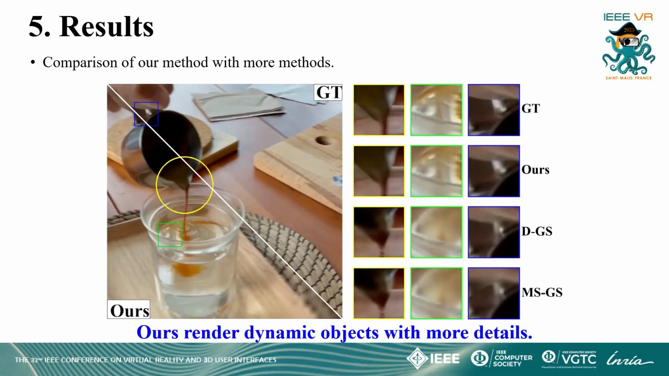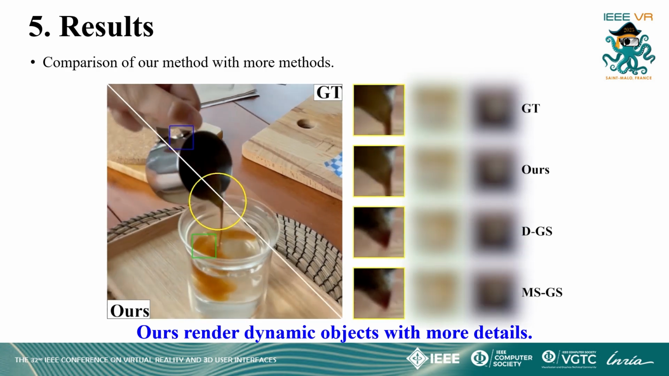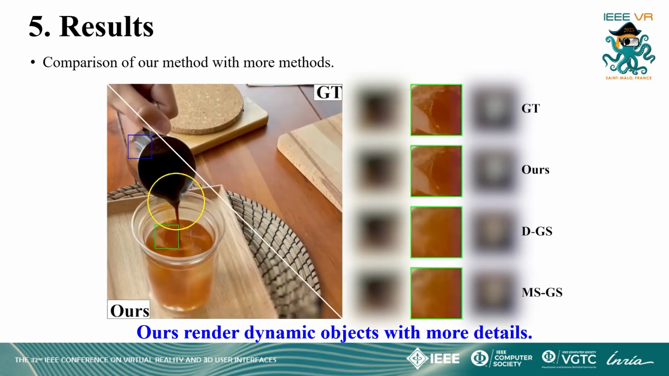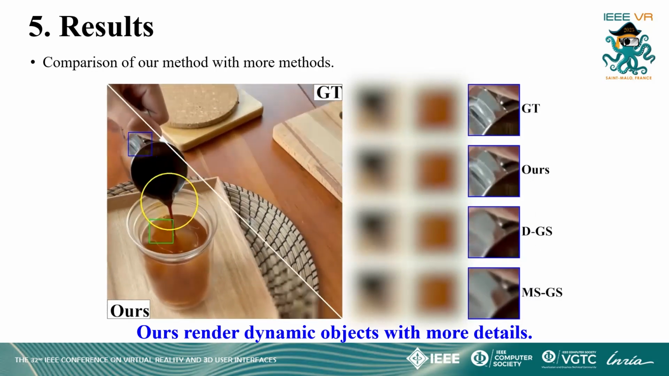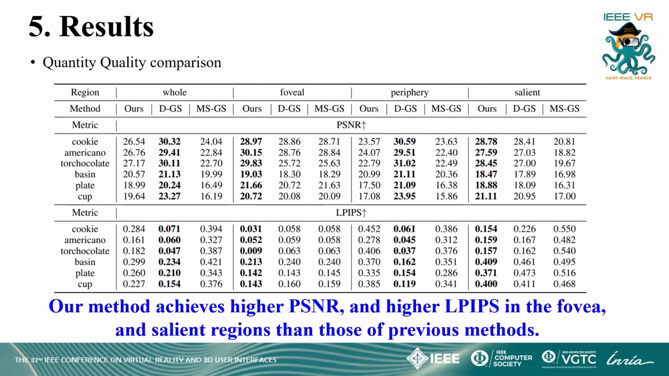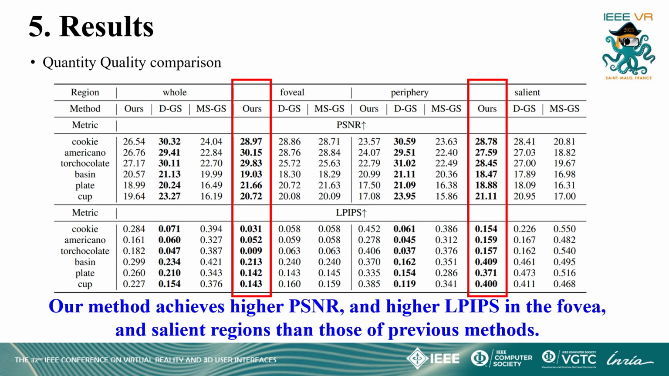In the Americano scene, our method also achieves higher rendering quality in the foveal and salient regions compared to the DGS and MSGS. Our method renders the flow of coffee into the cup, the diffusion of the coffee into the water, and the handheld cup, with more detail. This table shows the comparison of PSNR and LPIPS of our method and previous methods. Our method achieves higher PSNR and better LPIPS in the fovea and salient regions than those of previous methods.